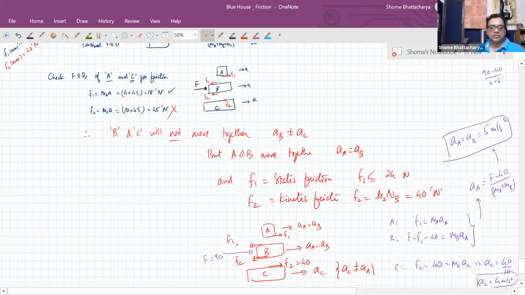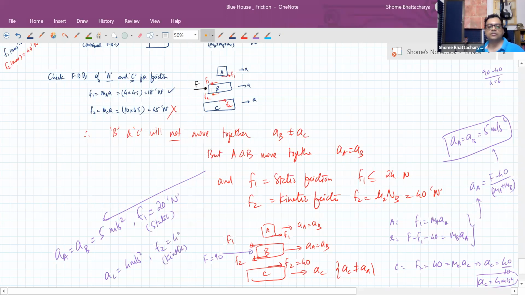So in this case, on solving this is what we are getting, that acceleration of A is equal to acceleration of B is equal to 5 meters per second square, and the friction acting which we can get from this now is only 20 newtons. So you can see that it is less than the limit, so this is static friction. But acceleration of C will be 4 meters per second square, and the friction F2 will be kinetic, and so its value will be 40 newtons. So this is the conclusion.